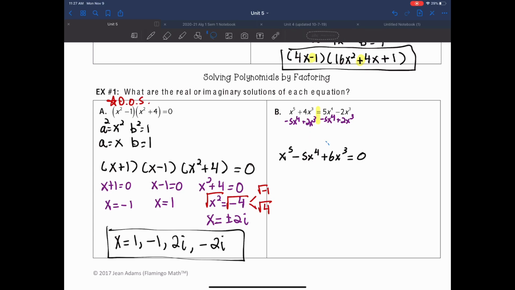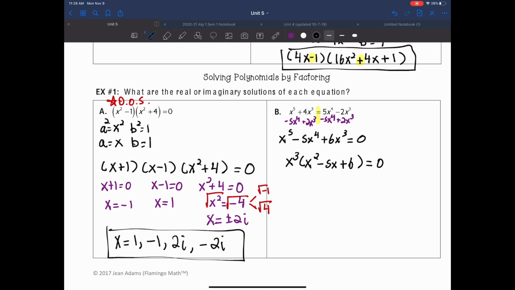So let's look at all the factoring methods we have. Well, first of all, I'm always going to check and see if I have a GCF. Since all of these have x's, I know that I can pull some degree of x out. My lowest degree of x is x cubed, so I'm going to pull an x cubed out of each of those. x to the 5th divided by x cubed is x squared. Negative 5x to the 4th, that's going to be negative 5x, because I'm pulling out x cubed. And then 6x cubed divided by x cubed is plus 6, and that equals 0.